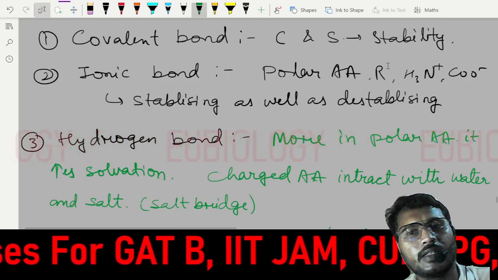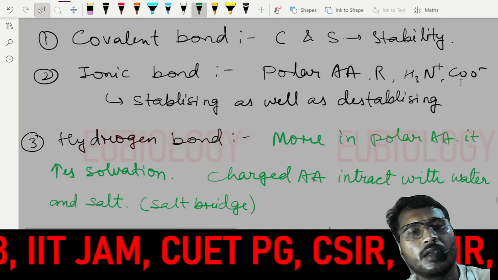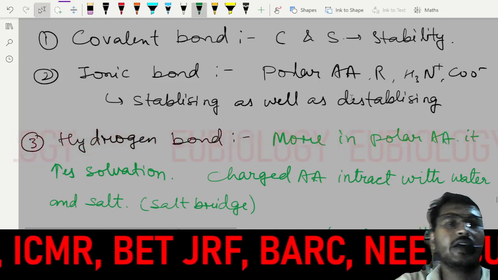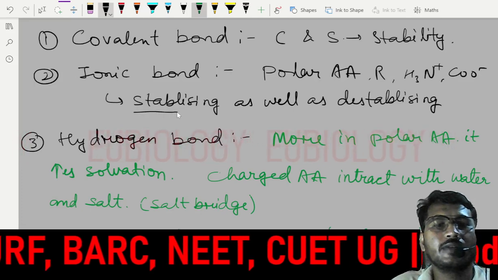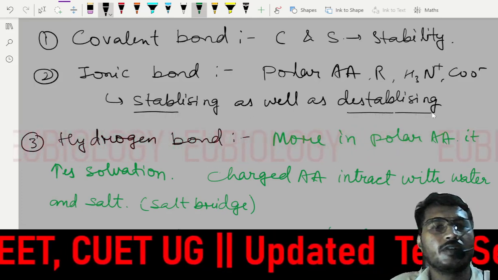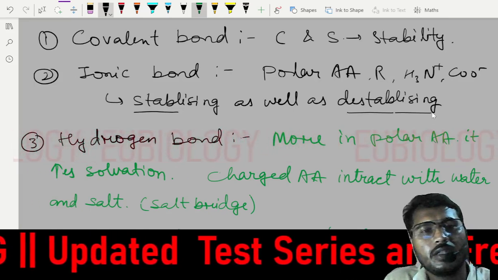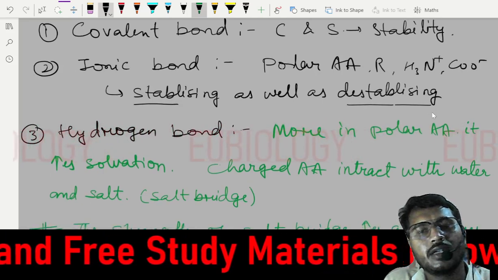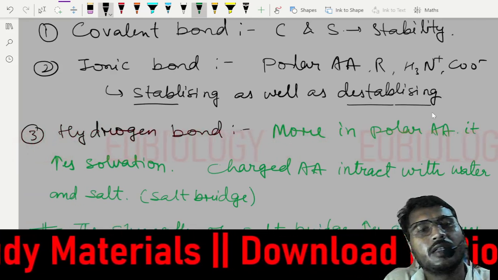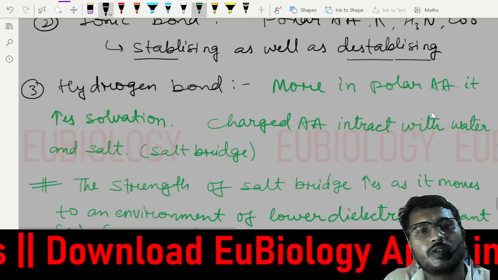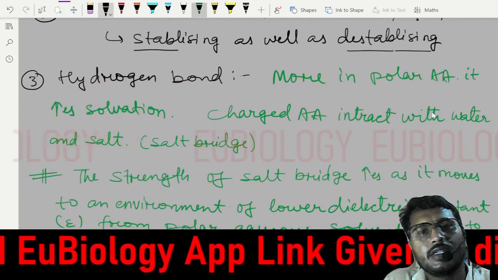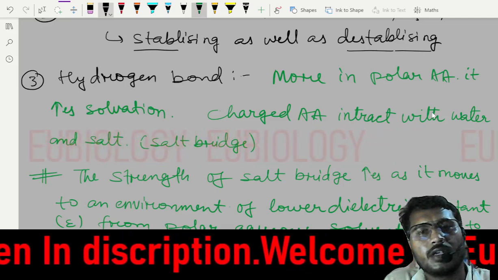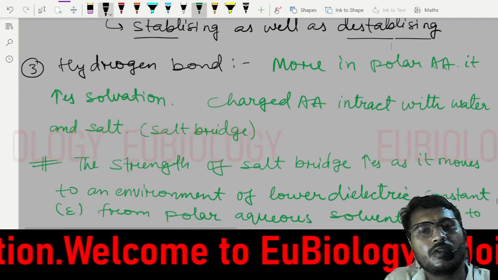So what does it have? Either the R group or the amino group or the carboxylic group will have charges, so it will give stability. But every time the ionic bond will not give stability, because sometimes it will give destabilization of the protein as well. Whenever an ionic bond comes, mostly the entropy will increase, and then it can destabilize. Or if the entropy decreases, it will help in the stabilization of the protein. So whenever we see the native state of the protein, it means the Gibbs free energy of that protein will be zero.